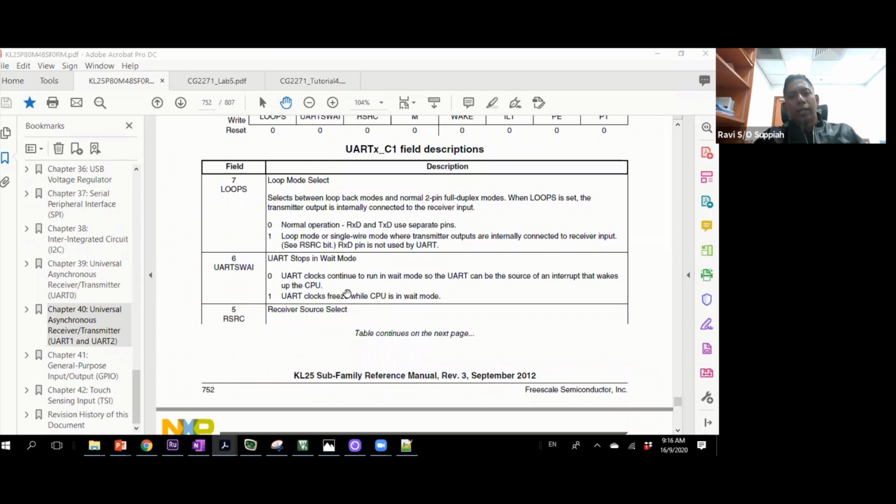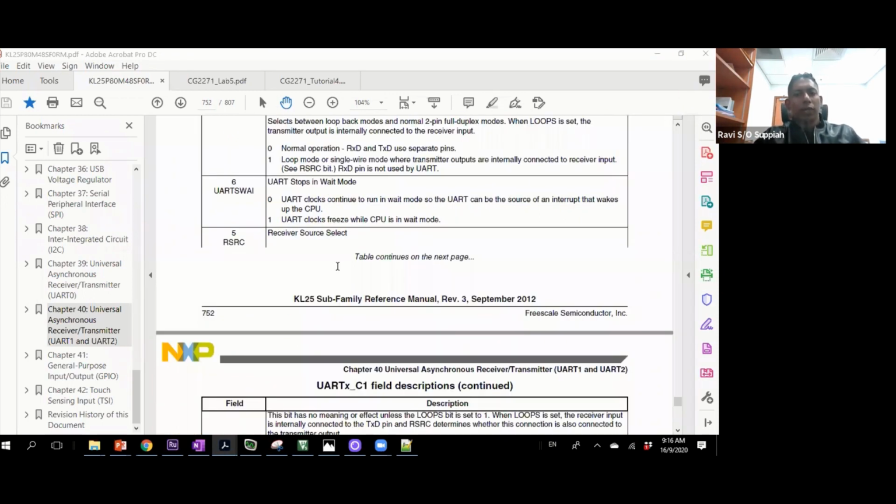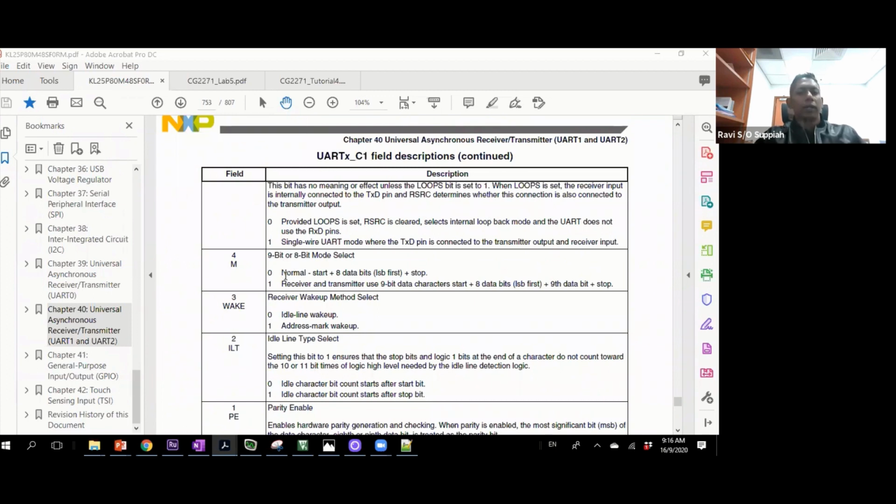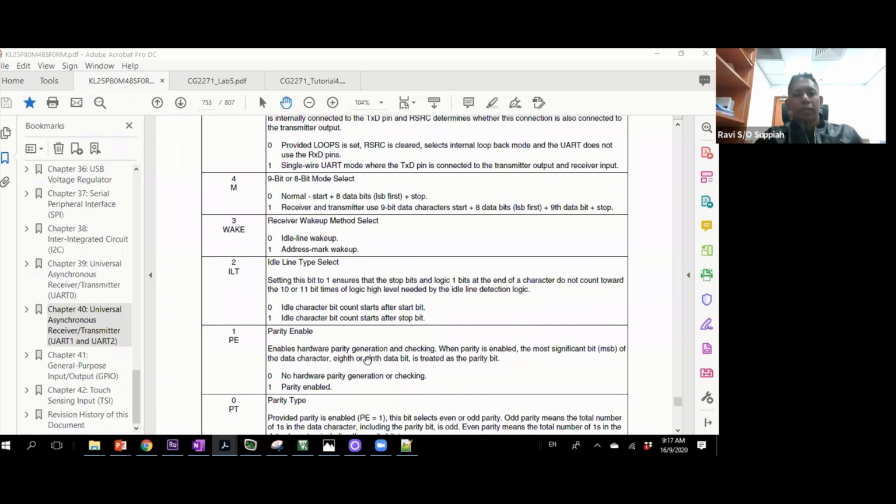If you look at the C1 register, there are a lot of other features here which we are not using. For example, 9-bit transmission. If you want to transmit 9 bits at a time or receive 9 bits at a time, then you can enable this bit, which you're not using. This idle line type select, all these are additional, very minute configurations that can change the behavior, but we are not doing any of that because we want to keep the default behavior of a normal serial interface.